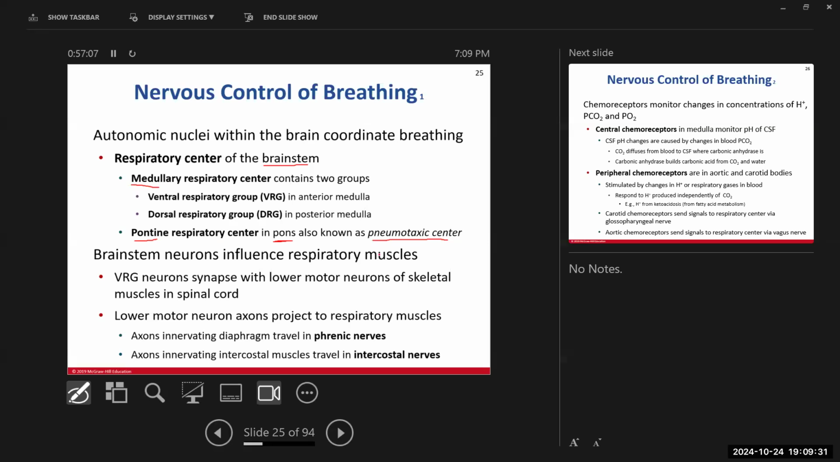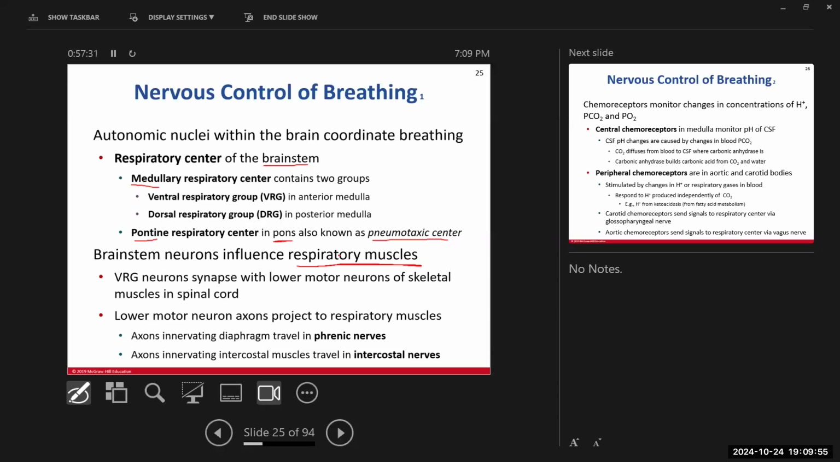These neurons, these nerves, are going to affect the muscles that change the volume of the thoracic cavity. So the ventral respiratory group is going to synapse. Now, again, this is going back to chapter 15. Remember the autonomic nervous system.